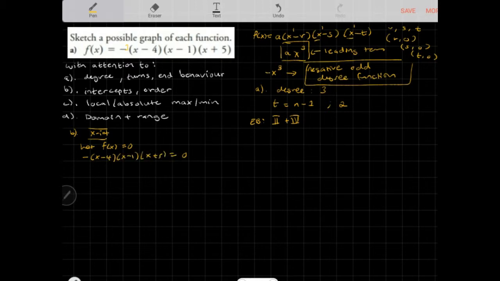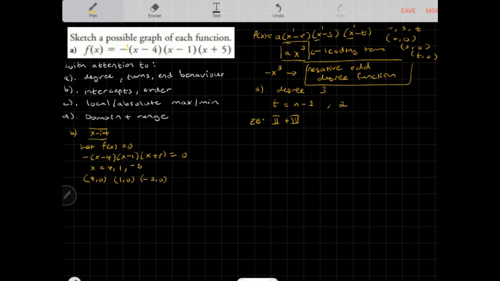Our x-intercepts include 4, 1, and negative 5, sorry. These are values that will make each of these factors 0, and 0 times another factor will give you 0 for the whole thing. So your x-intercepts are (4, 0), (1, 0), and (negative 5, 0). Okay, so those are our x-intercepts.